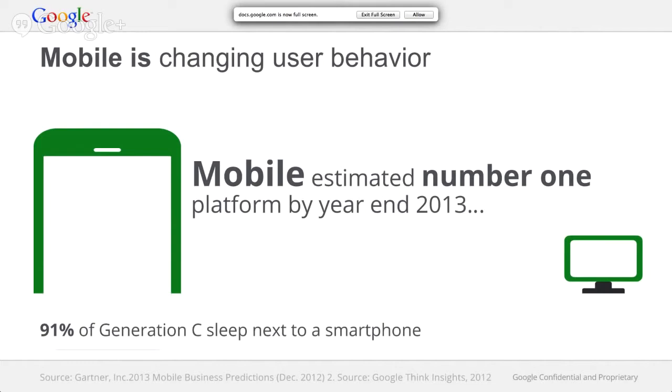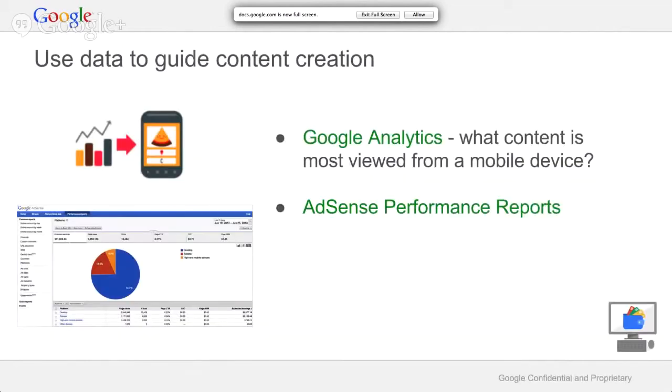Before we start with that, a little bit more of stats. We are all connected nowadays, right? And Generation C, which is the connected generation, 91% of them are sleeping next to a smartphone. They may use it for an alarm clock or whatever, but in the morning, one of the first things they do is check the smartphone, and before going to sleep, one of the last things we do as well is check the smartphone. So smartphones are very important.